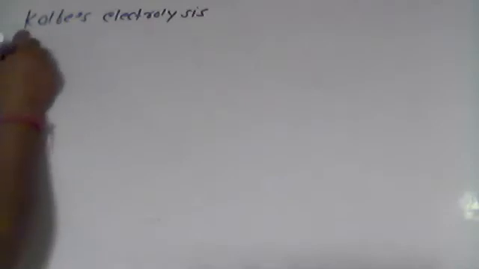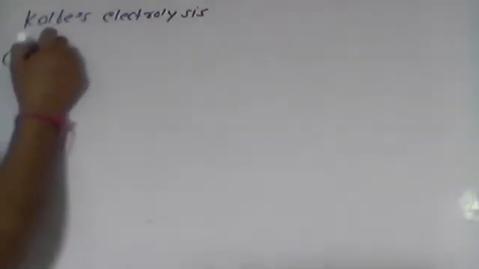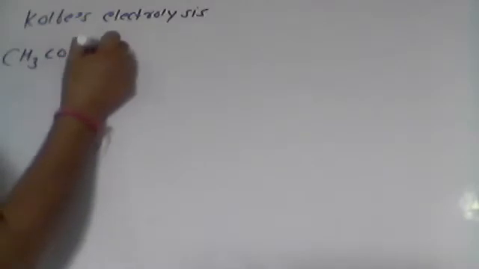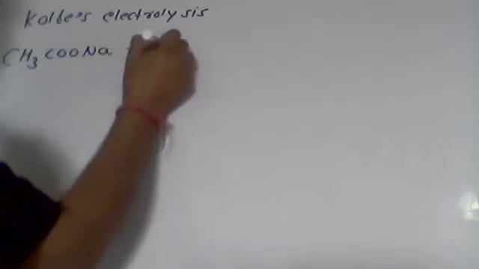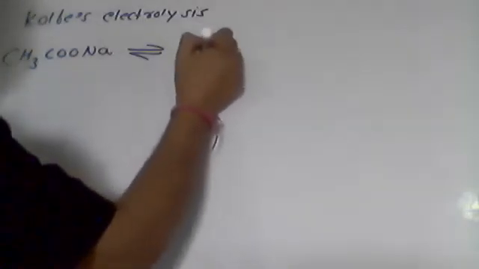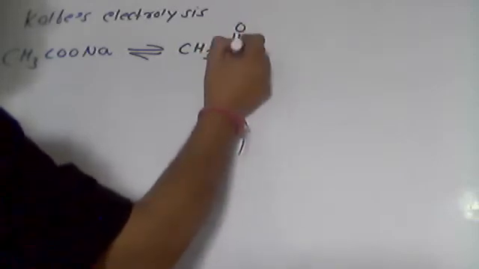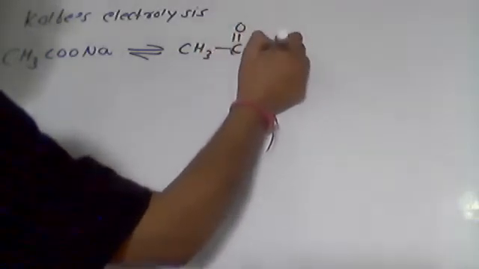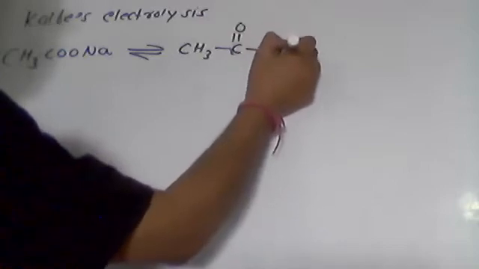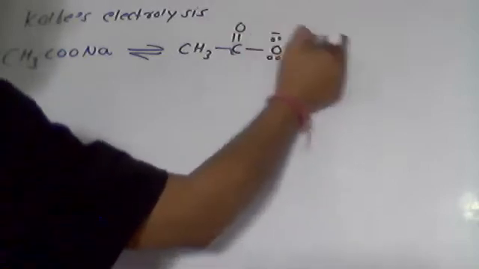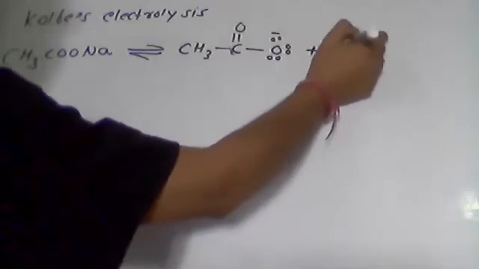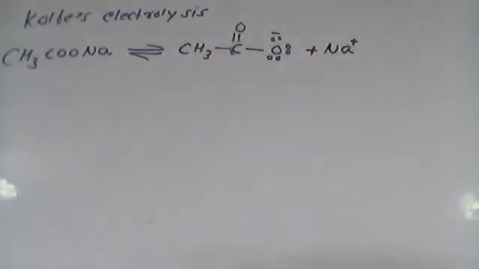I'm going to take CH3COONa. It is sodium acetate. In aqueous medium, when I dissolve it, it will break to give the acetate ion, CH3, C double bond O, oxygen with a negative charge, plus I will get Na positive. In aqueous medium, it will ionize to give acetate ions and sodium ions.